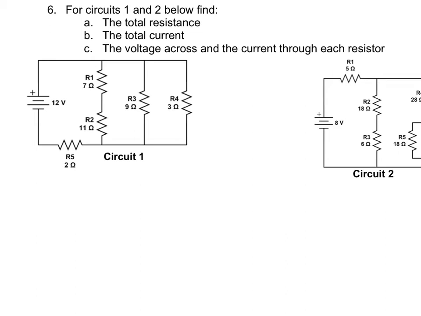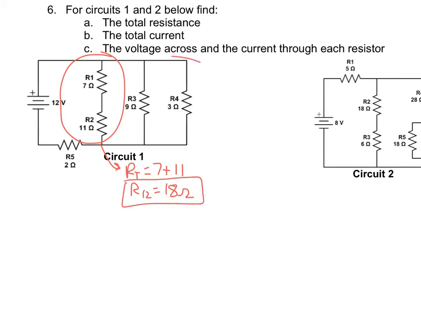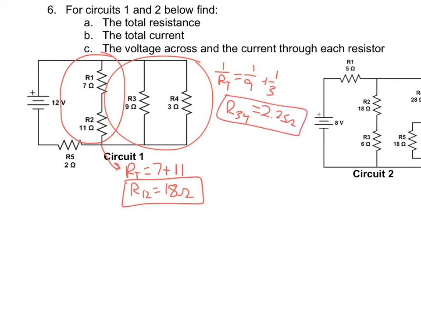All right, so the first simple combination I see here is R1 and R2. Those are connected in series, so we're just going to add up those 2 resistors to get a total resistance for 1 and 2 of 18 ohms. R3 and R4 is another simple combination since they're connected in parallel. We're going to do the 1 over thing there for 3 and 4, and so when we do that we find the total resistance of them together will be 2.25 ohms.